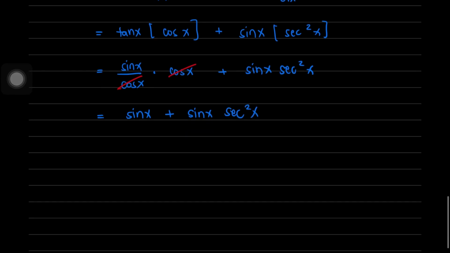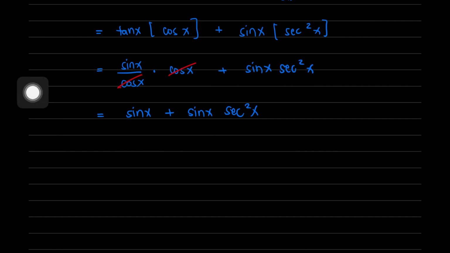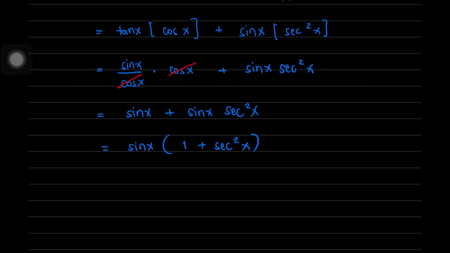Now, if we're going to bring out sine of x, or if we're going to factor out sine of x in here, so this is now equal to sine of x multiplied by 1 plus secant squared of x. Alright? So this is now y prime.